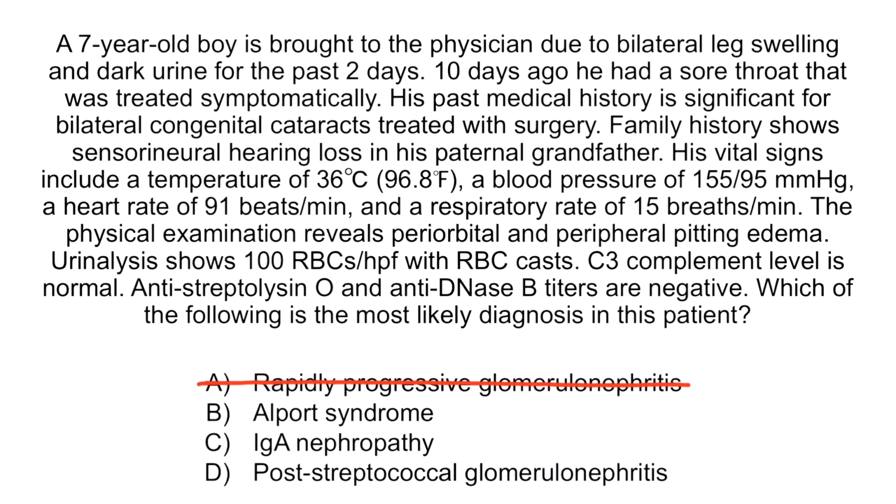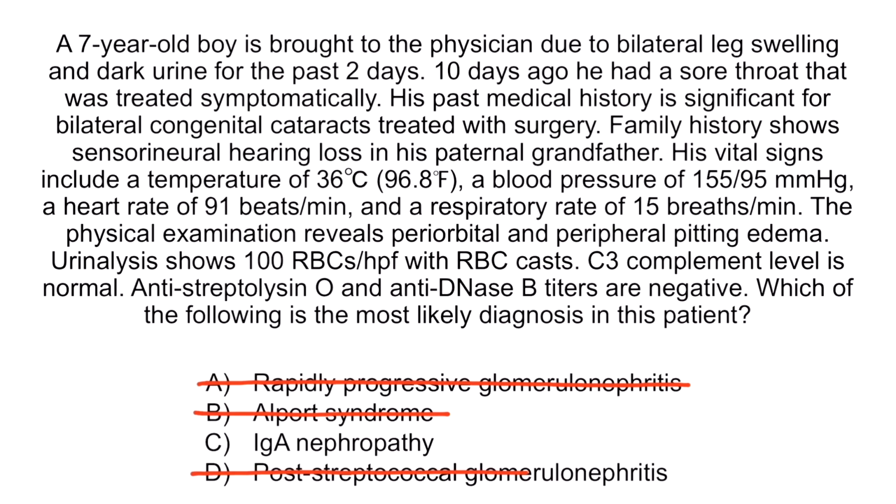Option A is incorrect because this patient does not have rapidly progressive symptoms or anuria. Additionally, IgA nephropathy usually has good prognosis in children and results in full recovery. Option B is incorrect because although this patient has a history of congenital cataracts, eye problems in Alport syndrome include retinopathy and anterior lenticonus. Additionally, bilateral sensorineural hearing loss in his paternal grandfather is most likely an age-related decline in hearing rather than a sign of a genetic syndrome.